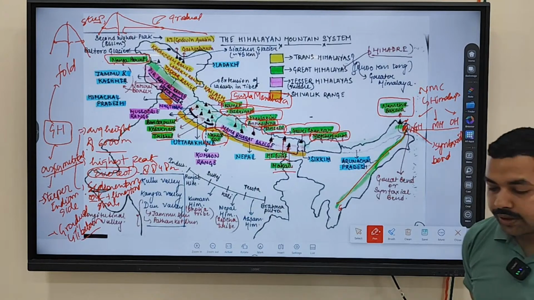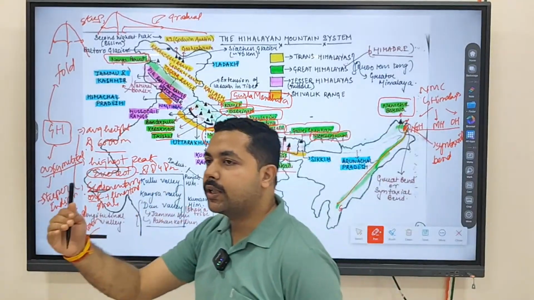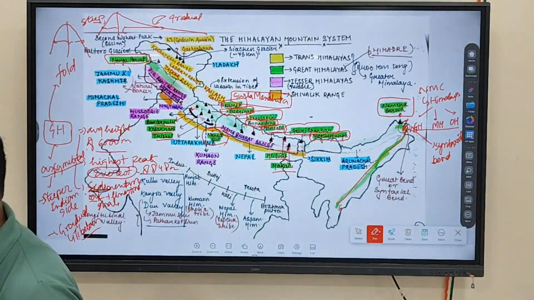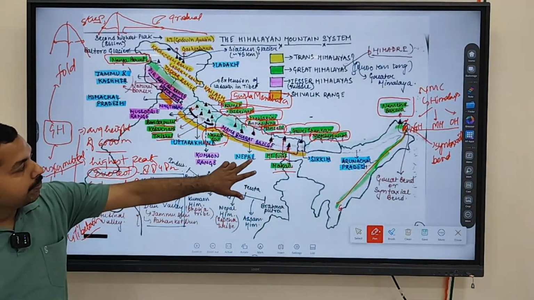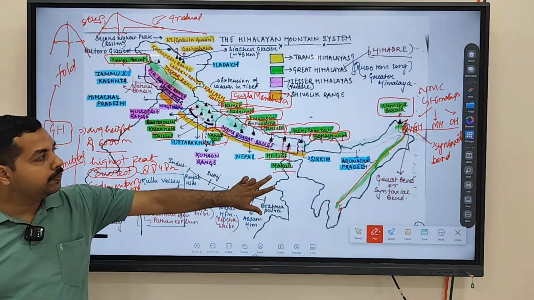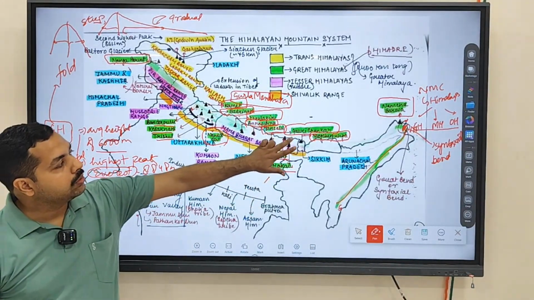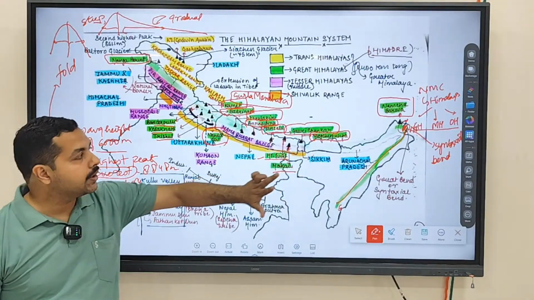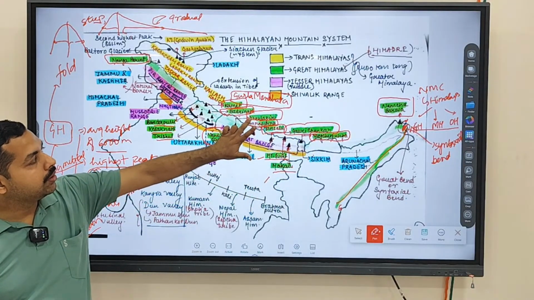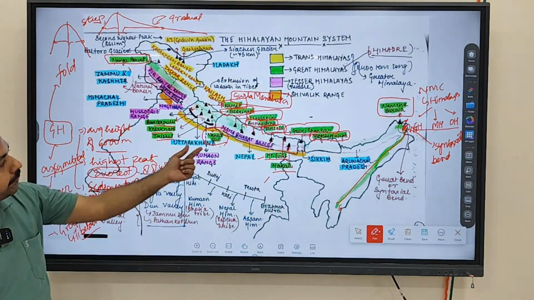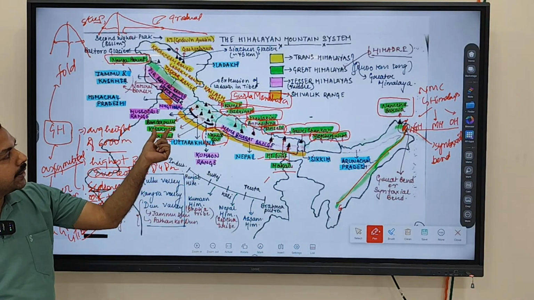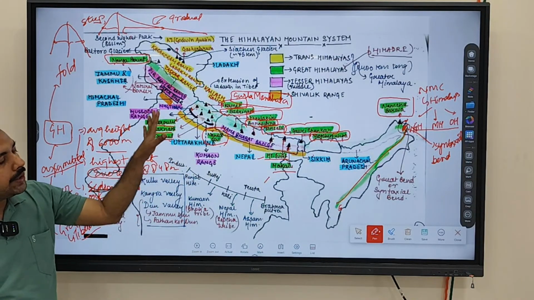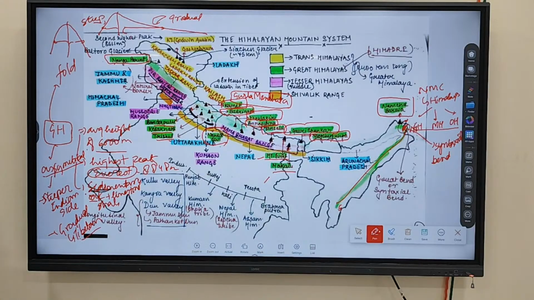Question might come, that this peak lies in which range? Greater Himalayas, Middle Himalayas, or Outer Himalayas. So remember, Mount Everest, Makalu, Manaslu, Gauri Shankar, Kanchenjunga, Annapurna, Dhaulagiri, Badrinath, Kamet, Nanda Devi, Trishul, Kedarnath, Bandarpunch. All these are lying in which region? Greater Himalayas region.